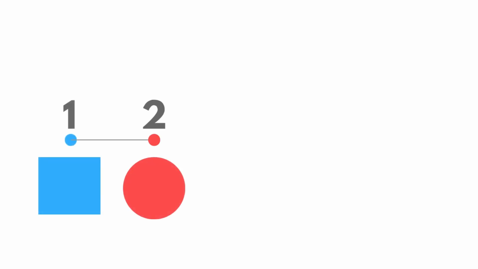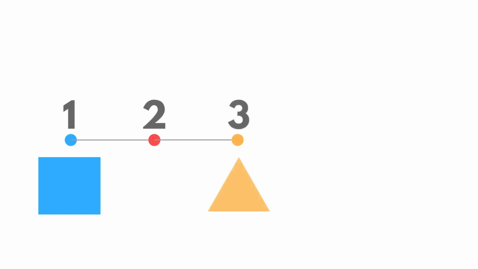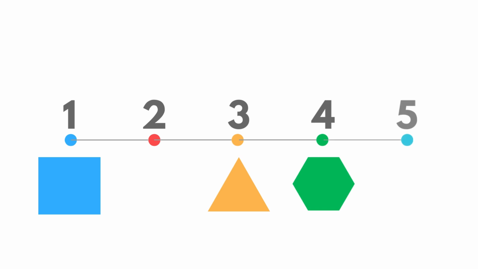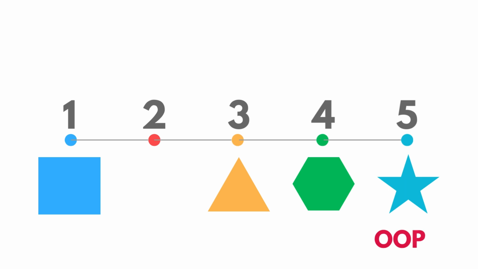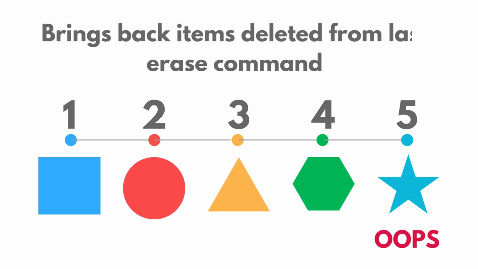So imagine you're working in AutoCAD and at one point you intentionally or accidentally erase something. You continue your work, and after some time you realize you deleted something and now want it back. Instead of using undo and having to redo your work again, you can simply type in oops, hit enter, and it will bring back the items you deleted from your last erase command.